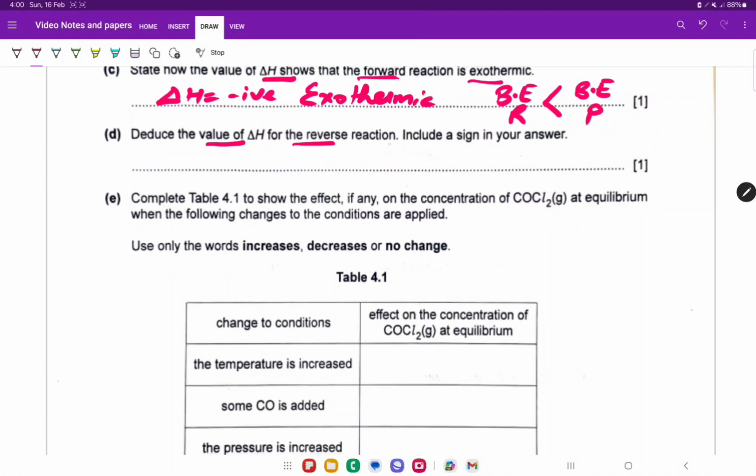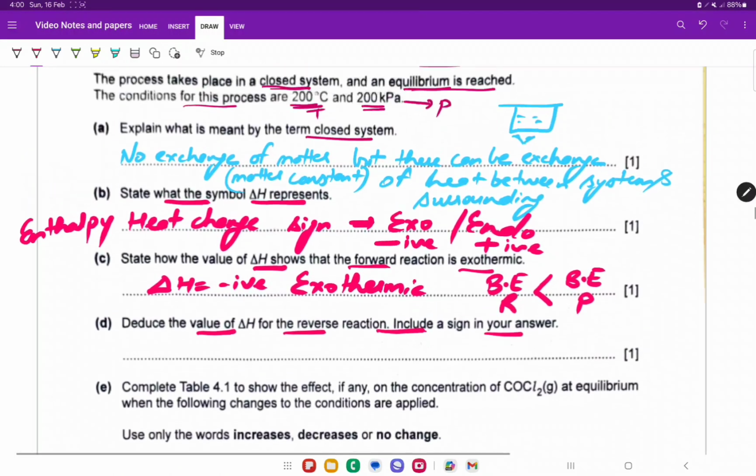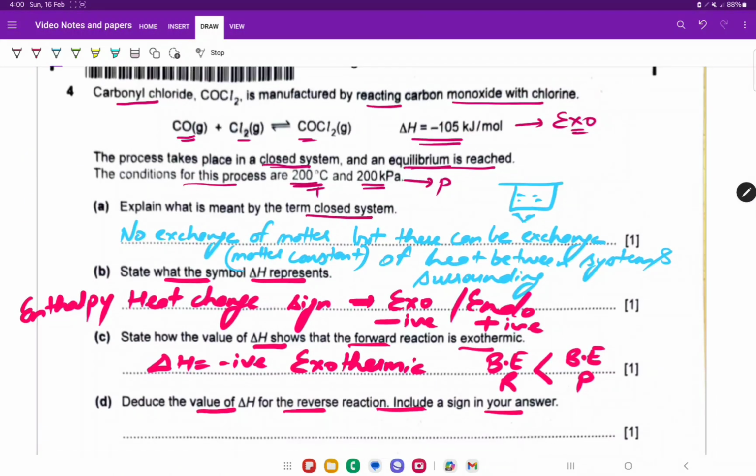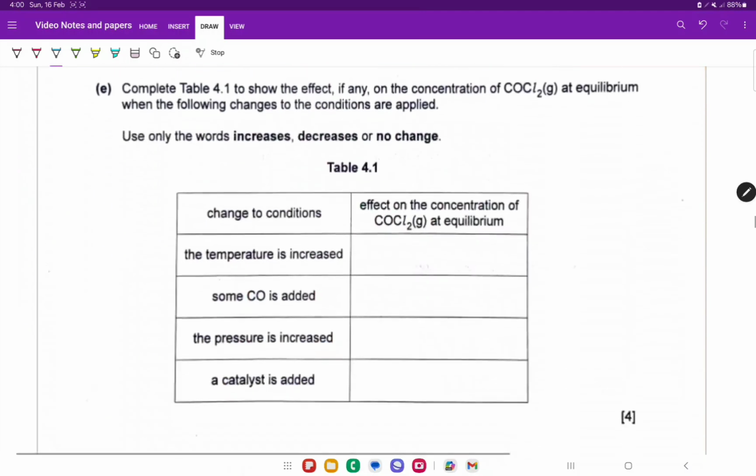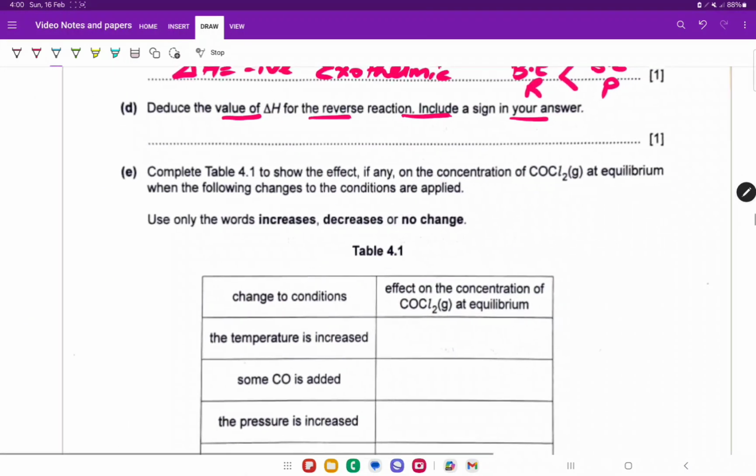Deduce the value of delta H for the reverse reaction, including sign. If I reverse this reaction, in the forward direction the reaction is exothermic, so in the backward direction the reaction will be endothermic. For endothermic, delta H becomes positive. So what will the value be? The value will be the same, but the sign will be opposite. It will be plus 105 kilojoule per mole. That will be the answer for this.